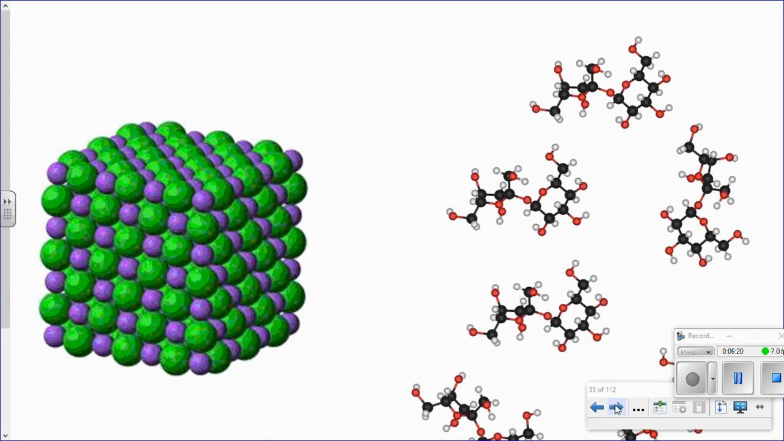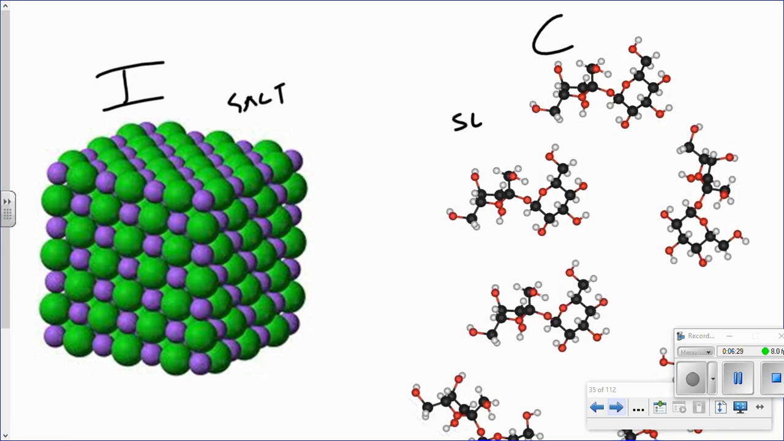Okay, so this is an ionic bond here. This is an ionic substance. This is covalent. This is actually a salt, and this is actually sugar. Table salt and table sugar. So we're going to rank these.